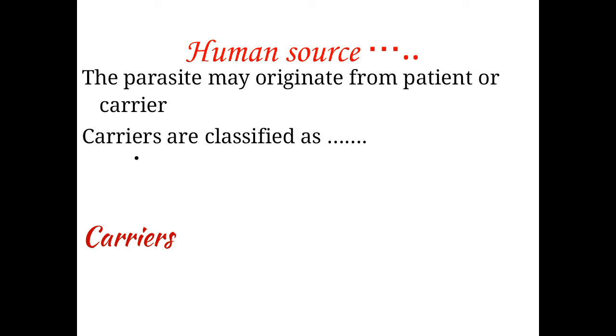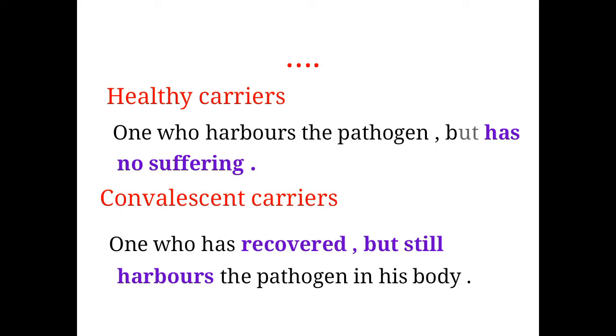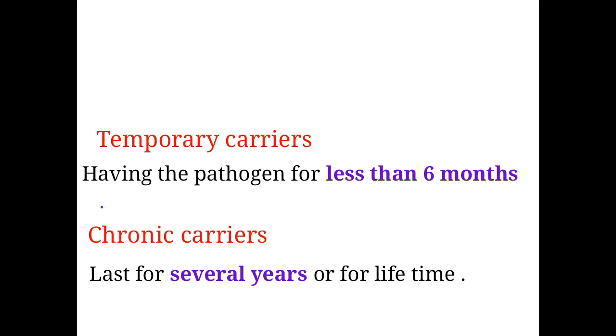Human source. The parasite may originate from the patient or carrier. In human source, the carriers are classified as healthy carrier, means nothing but has no suffering, but he will carry the pathogen. Convalescent carrier, one who has recovered but still harbors the pathogen in his body. Temporary carrier, having the pathogen for less than 6 months.